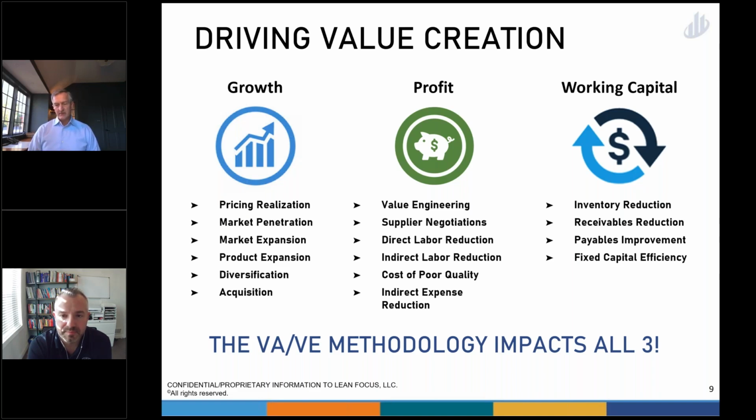Our selling price was about $30,000. Our cost was about $16,000. And we wanted to do a value engineering project on this camera. So we launched into this and did our preparation for the event, and we found several great opportunities.